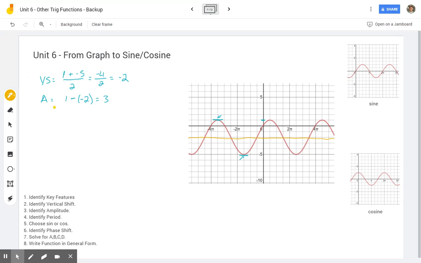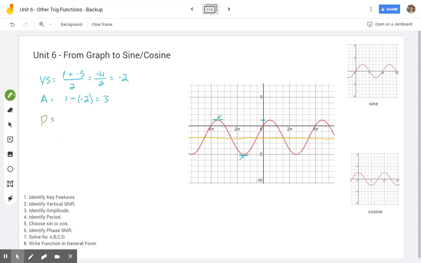Okay, so with our vertical shift and our amplitude already taken care of, we can now focus our energies on the horizontal. The first thing that we can identify here is going to be the period. When we're identifying the period, we can choose to go from our max value to a max value, a min value to a min value, or some other point that's easy to identify. I personally choose one of those because it's usually the easiest thing to identify.